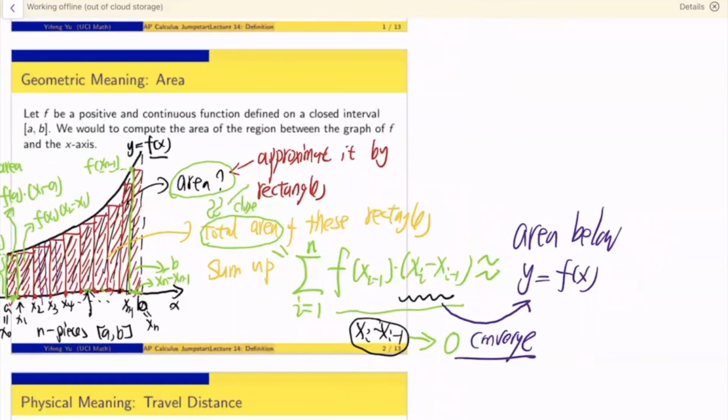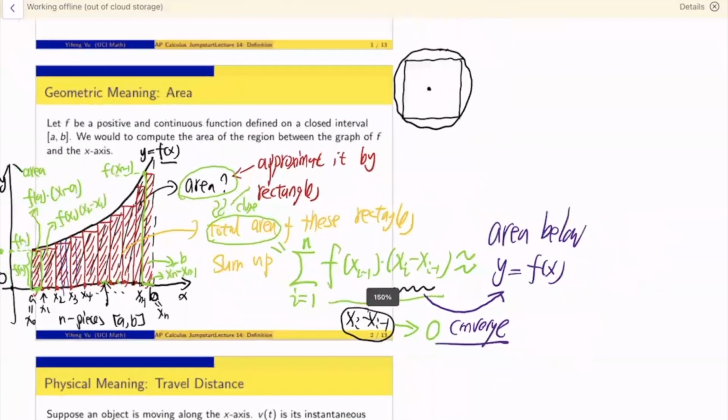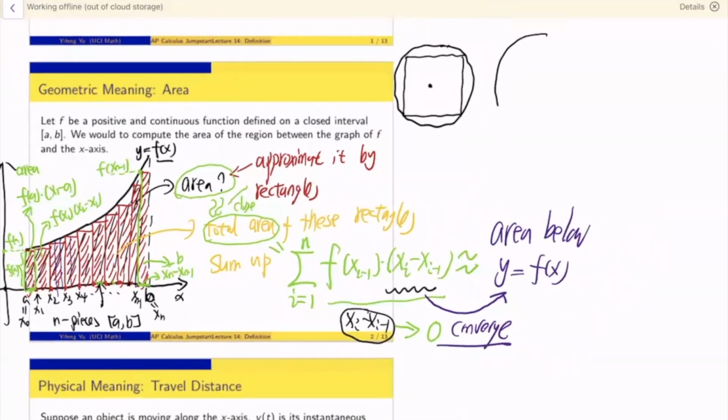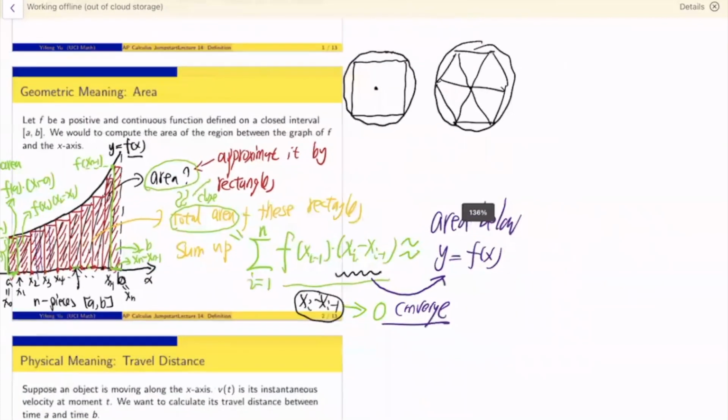Now, one example that can demonstrate this is a circle. You say, okay, how can we compute the area of the circle? Well, suppose you don't know the formula. You use a square to approximate, but of course this is not very accurate. Then you say, okay, then I use a regular hexagon to approximate. This is closer, but still not exactly the same.